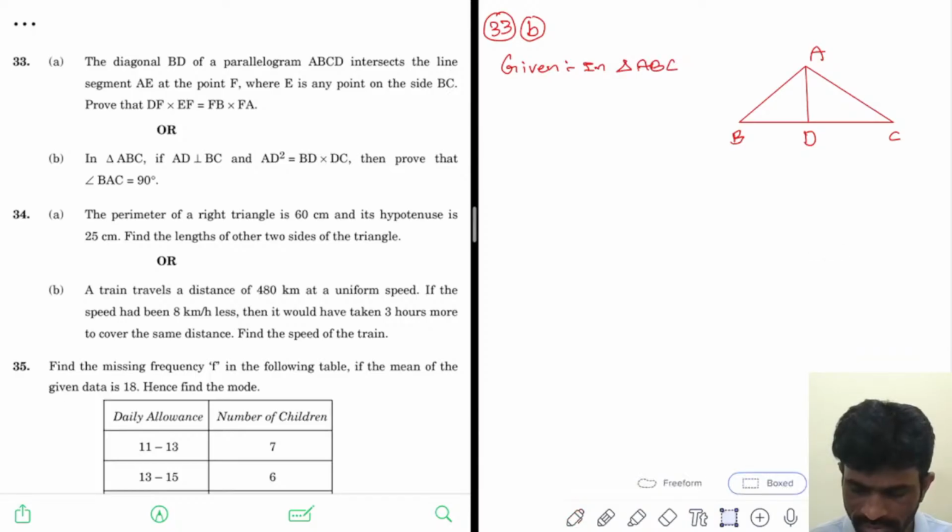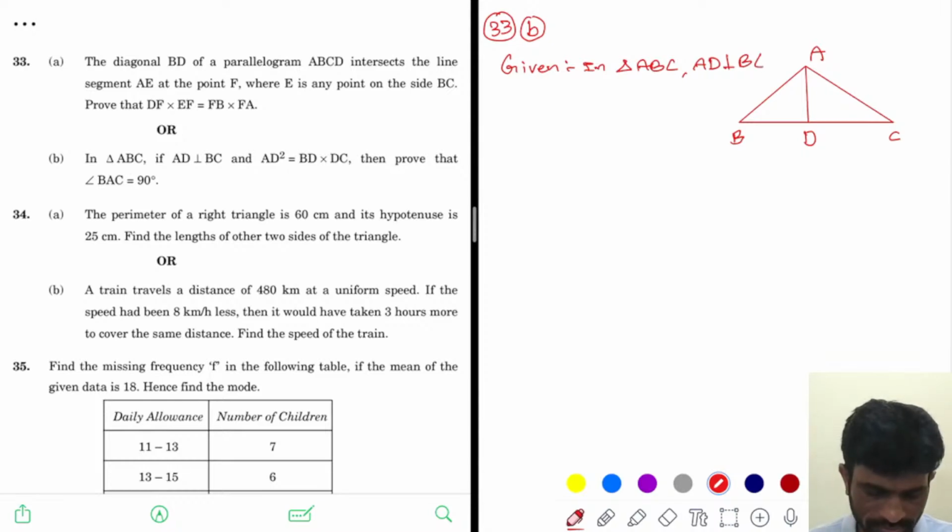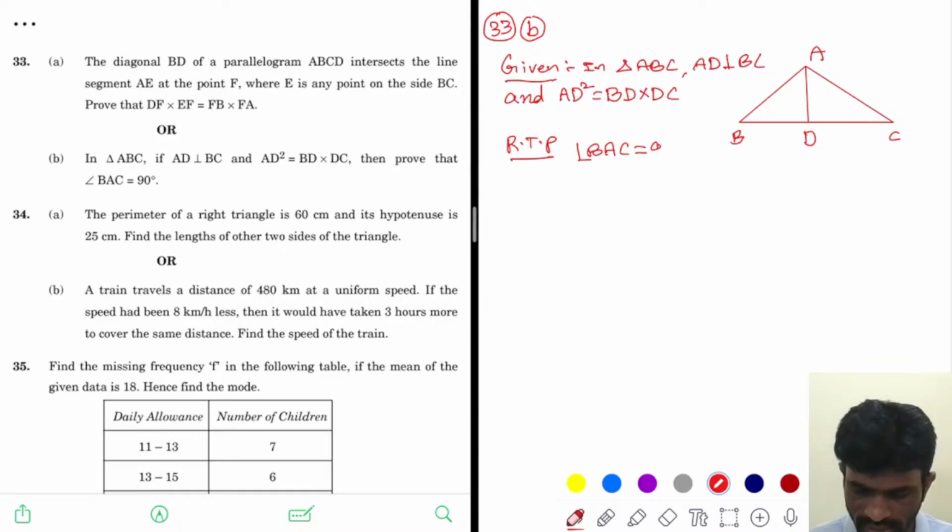We know AD is perpendicular to BC, and we also know AD square is equal to BD into DC. So what we have to prove? We have to prove that angle BAC is equal to 90 degrees. Okay, proof.